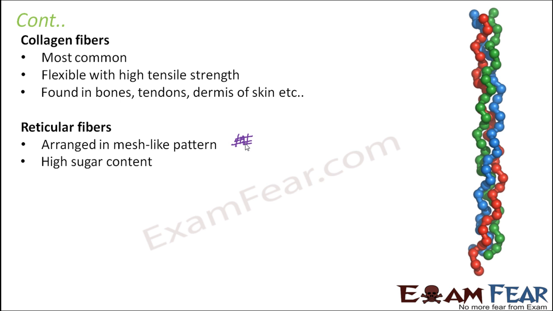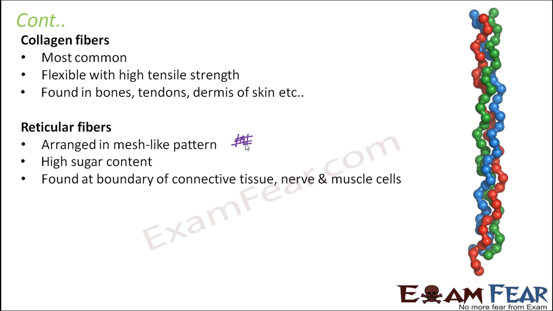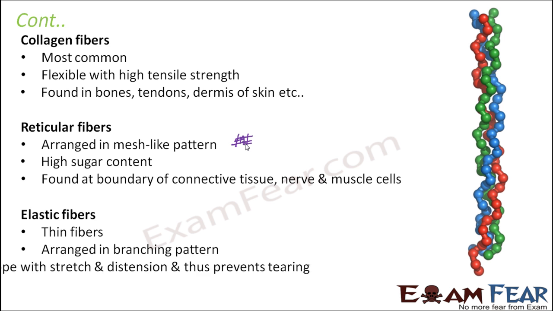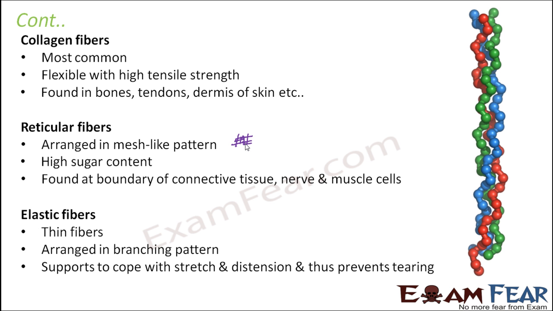They have high sugar content. We find them at the boundary of connective tissue, nerve and muscle cells. So these are some of the areas where we find reticular fibers. Elastic fibers are thin fibers arranged in a branching pattern, which support the tissue to cope with stretch and distension and thus prevent tearing. As the name suggests, they have a lot of elasticity, so they can prevent tearing because they are capable of bending and stretching. So that is elastic fibers.